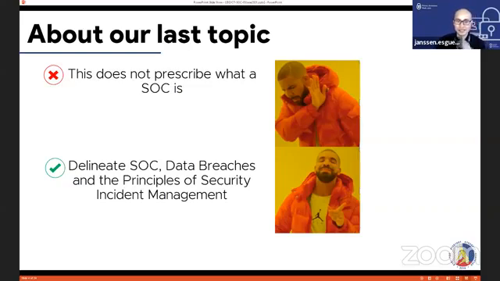The last topic for today, as I've read a while ago, does not prescribe what a security operations center is. Of course, the NPC defers to the Department of Information and Communications Technology, which also houses the Cybersecurity Bureau. I am confident that they will have another topic dedicated to the Security Operations Center. So this topic will be more on delineating Security Operations Center, data breaches, security incidents, and the underlying principles of it.